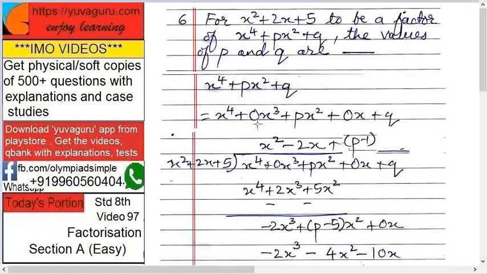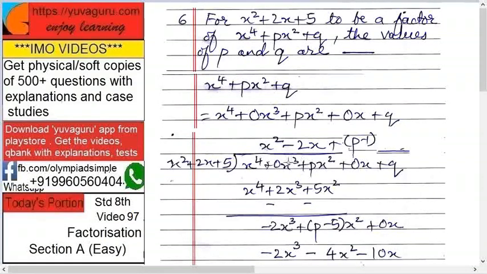Now for dividend, x raised to 4, then is there x cube? No. So what you do is you put 0x cube. Then plus px square? Yes. After x square is there x? No. So put 0x. Now you write this in our normal division system. So it becomes x raised to 4 plus 0x cube plus px square plus 0x plus q.